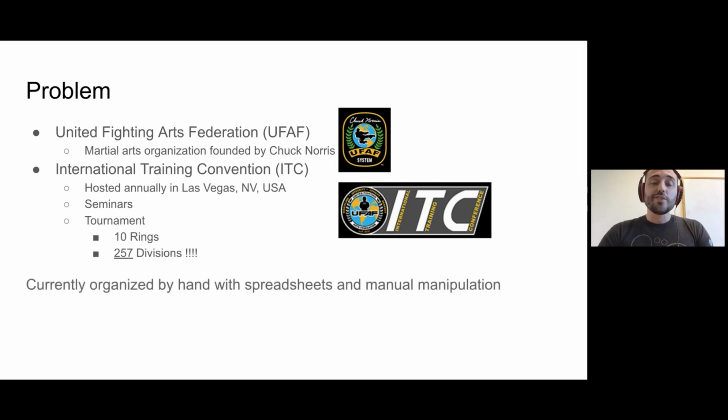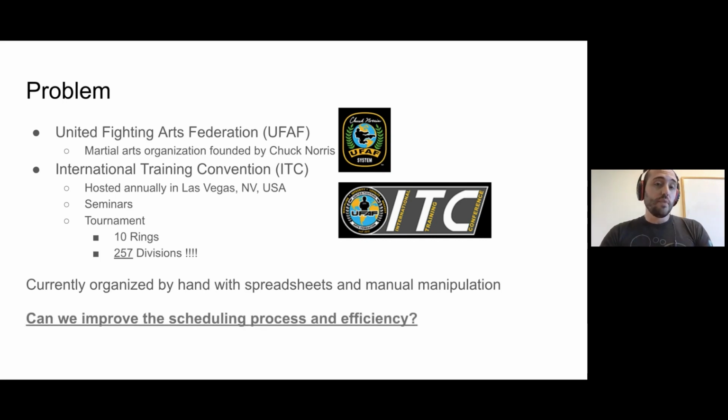Well, it's also currently completely done, organized, put together, and manipulated by spreadsheets and by hand, which can be quite cumbersome. So is there a way that we can improve the scheduling process and its efficiency using Neo4j?